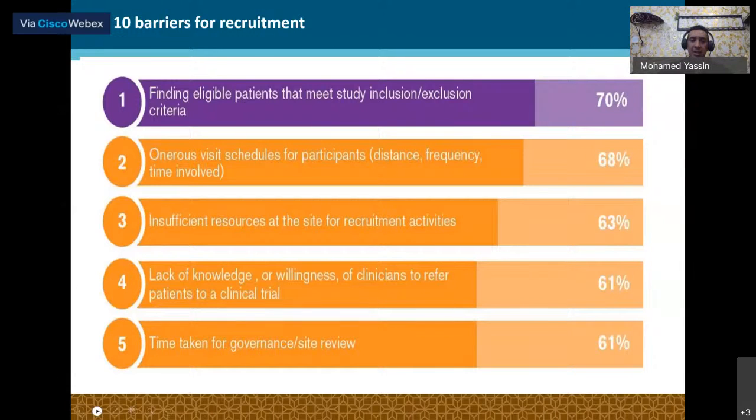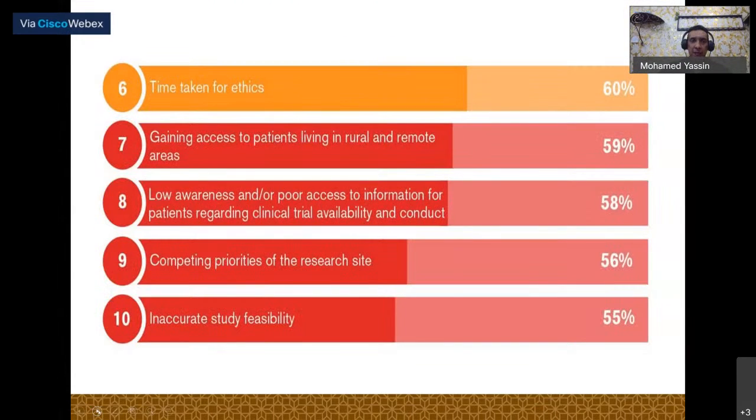So there are many difficulties in practice. These are the 10 most common. I give 2 examples of them. The third example, which we also face very frequently in our institute and other institutes, is the time taken for ethics or for the approvals.